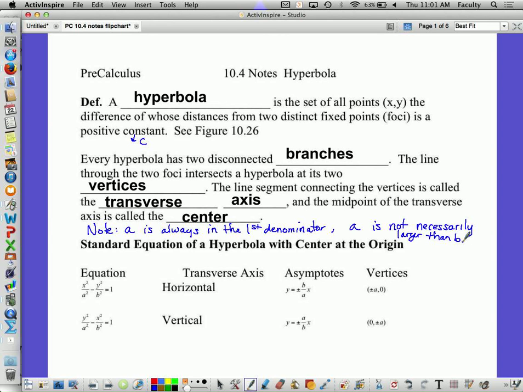Don't worry about the asymptotes and vertices. We're going to analyze it. We're going to think it through. We're not going to memorize those. And Y squared over A squared minus X squared over B squared equals 1. That's a vertical transverse axis.